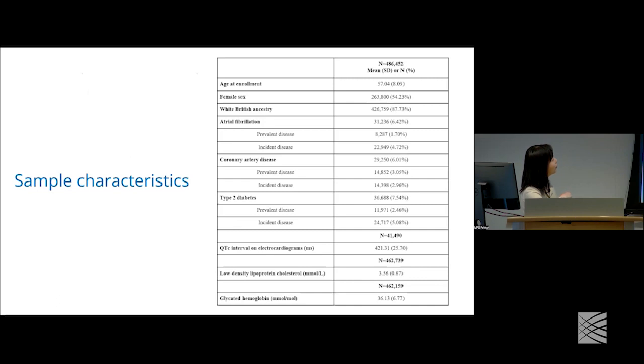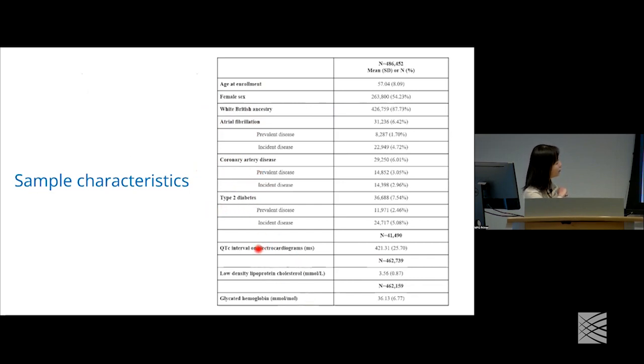So after the imputation, we have 480K samples in the UK Biobank, and here are the baseline characteristics of our sample. We are interested in 6 phenotypes, including 3 diseases and 3 quantitative traits. The diseases include atrial fibrillation, coronary artery disease, and type 2 diabetes.